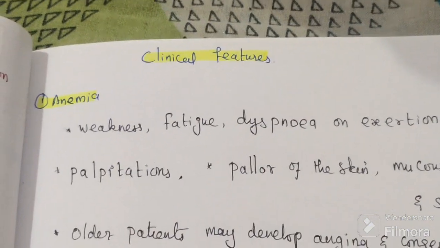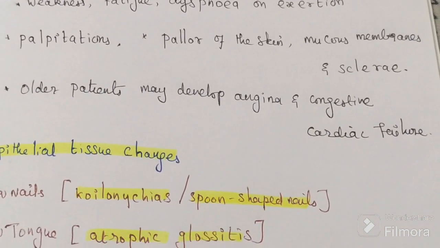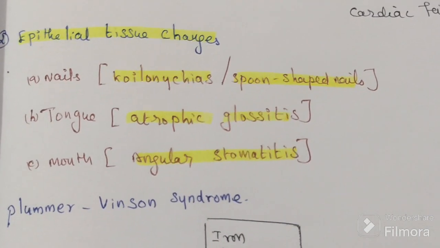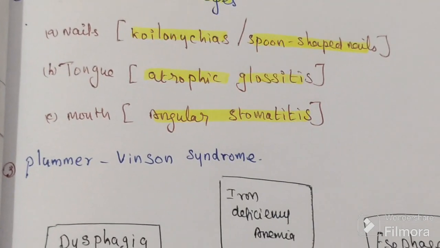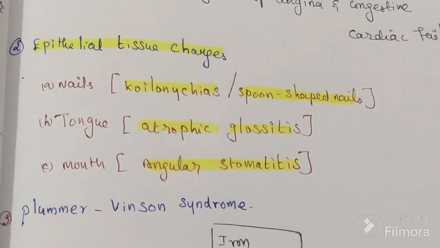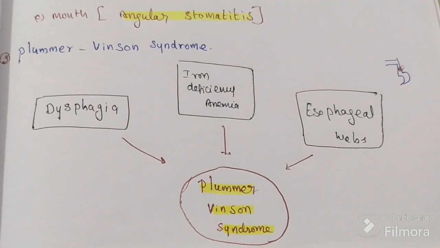These are the clinical pictures, these are the symptoms. Angina and congestive cardiac failure will occur in older people. These diagrams show the spoon-shaped nail, how the tongue is affected, and the mouth diagram attached. The clinical picture will be discussed in the next video.